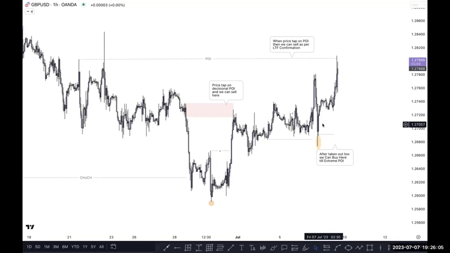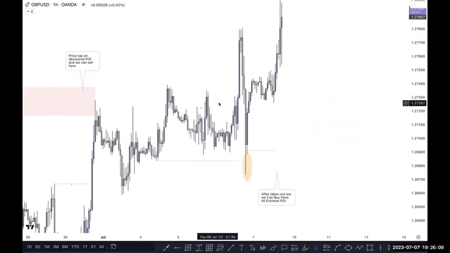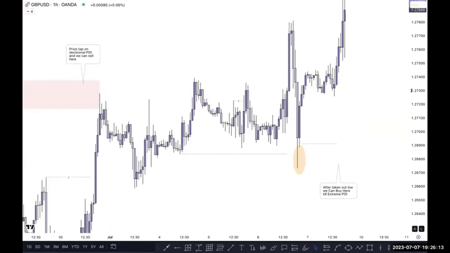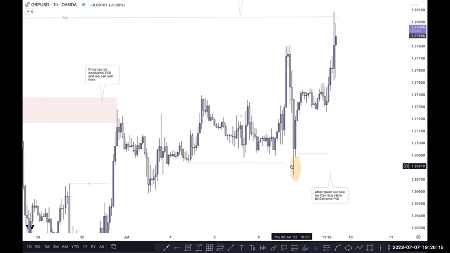The same thing happened here as per plan. Okay, and here also. This one took out the liquidity, and actually this one transferred from here to here. This was a pullback, main low here.